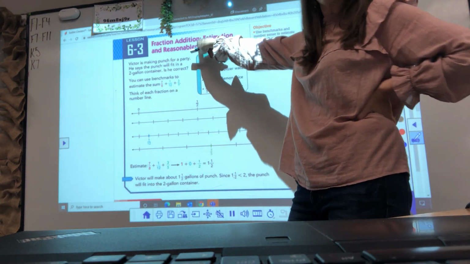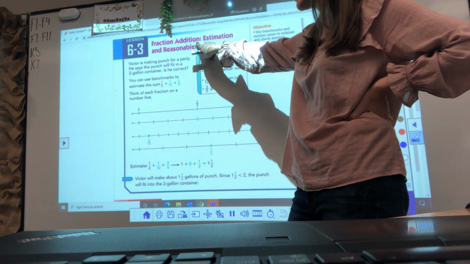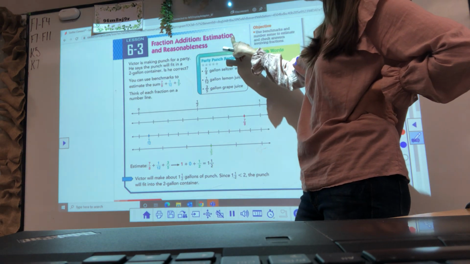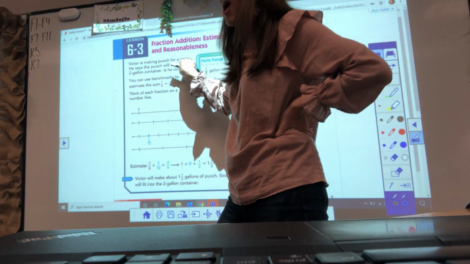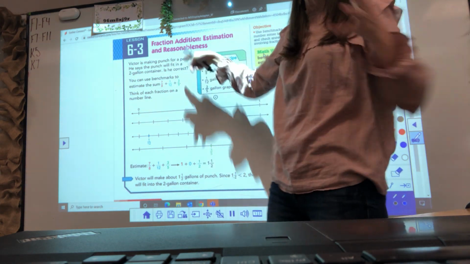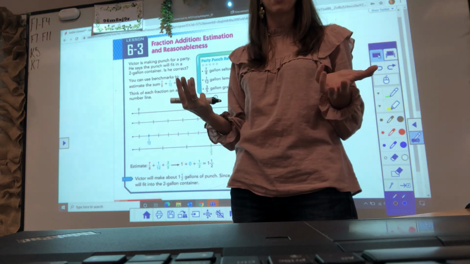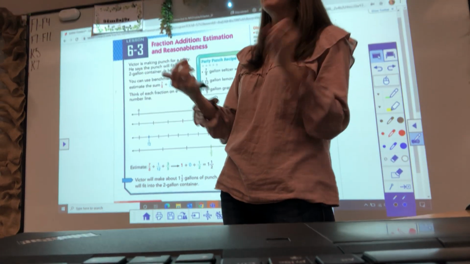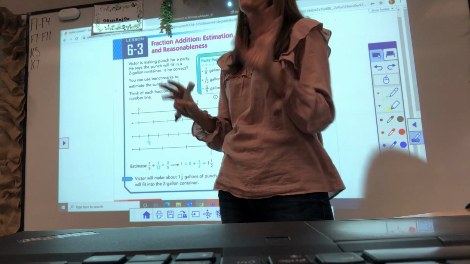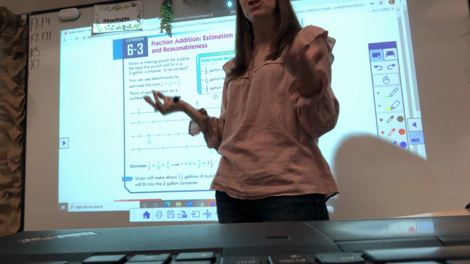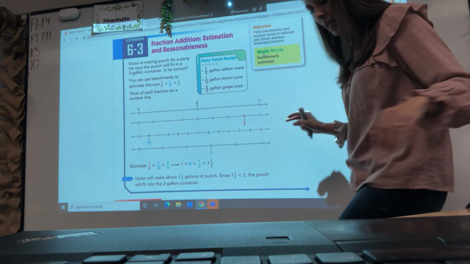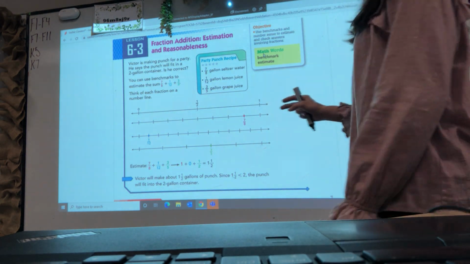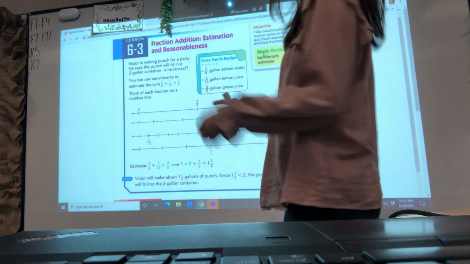Fraction additions. Okay, we've already started on that last lesson. This one is fraction addition with estimation and reasonableness. So we're just going to be estimating when we're adding our fractions. We're not actually going to be finding the common denominator and doing all of that business. We're just going to estimate. So potentially it should be easier, right, if we're just getting estimates. Well, let's look at a real-life example of why you might need to be able to just estimate fractions.